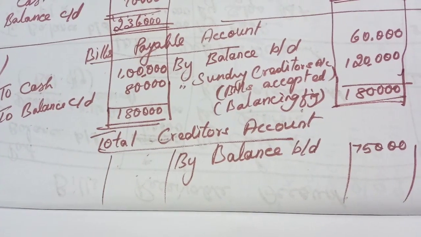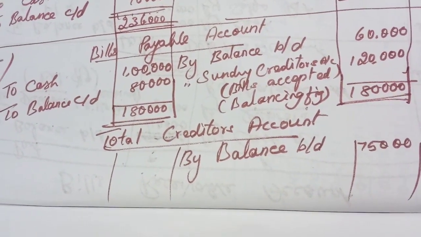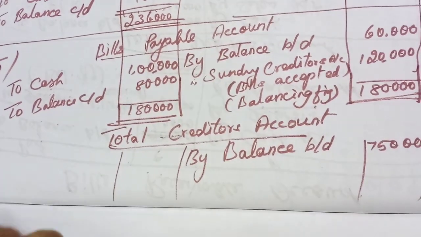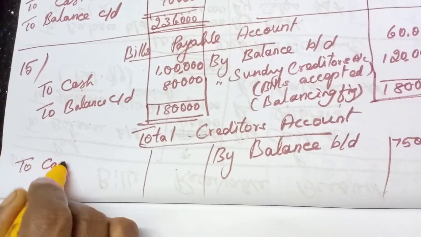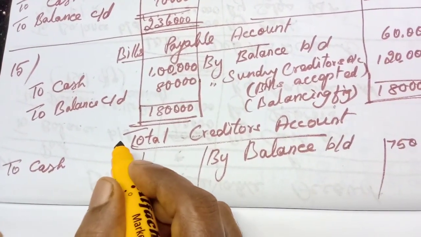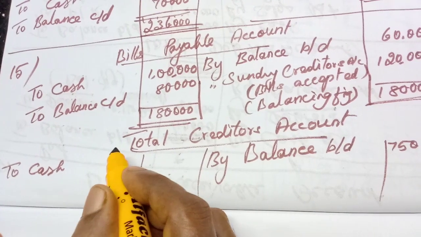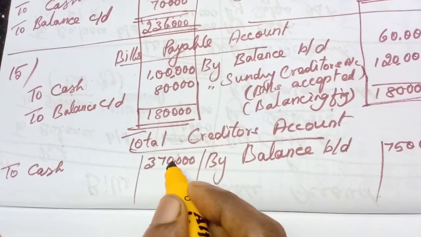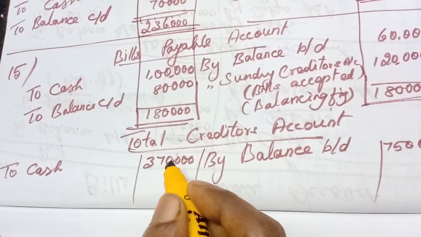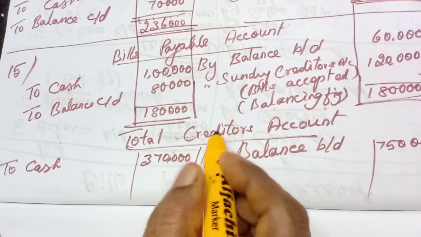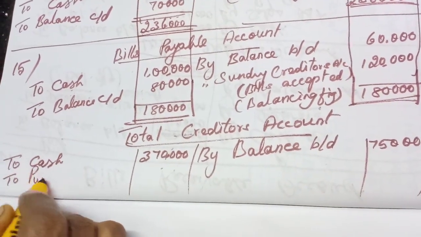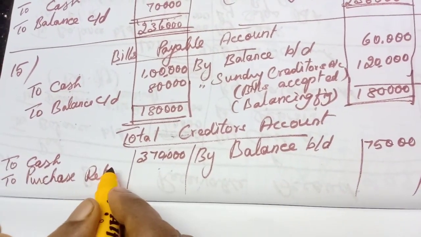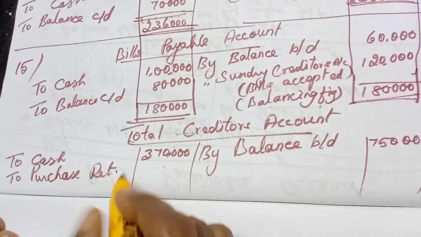But all the other items. Next, bills payable we have written. Paid cash to creditors. What is the entry? Creditors account debtor to cash, 3,70,000. Then purchase returns. Creditors account debtor to purchase returns. Purchase returns how much? 15,000.